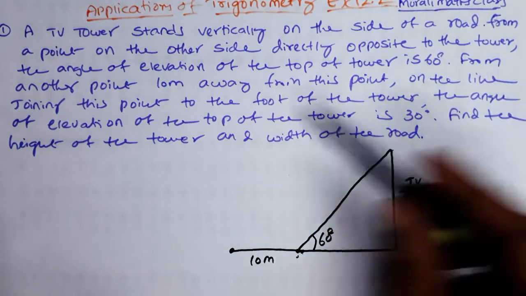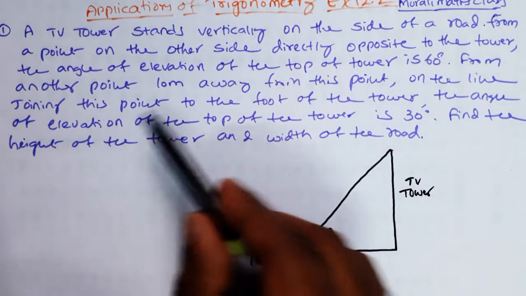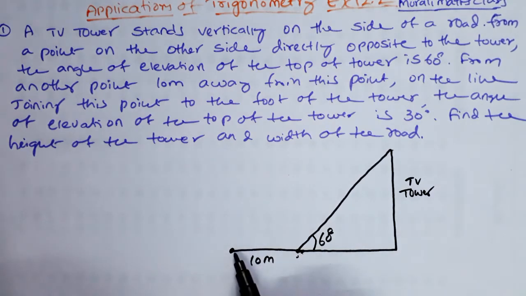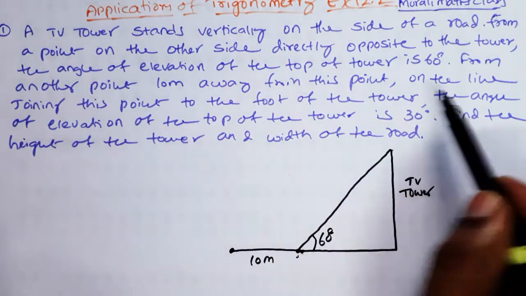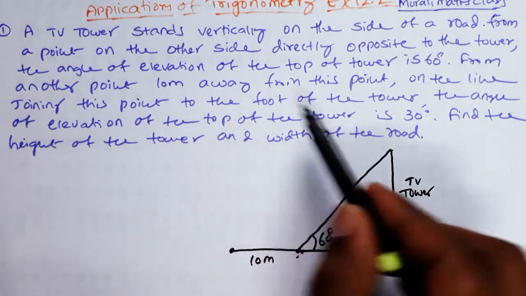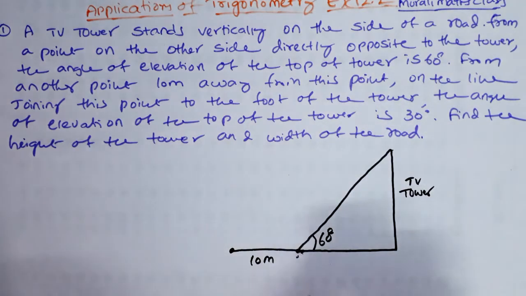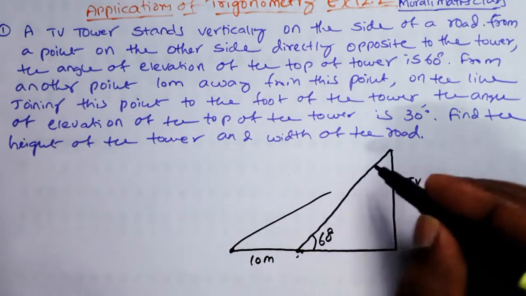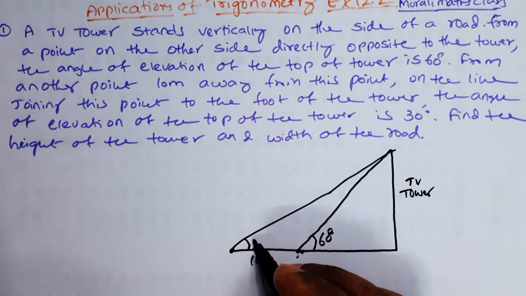From another point 10 meters away from this point, on the line joining this point to the foot of the tower, the angle of elevation of the top of the tower is 30 degrees. So at this point, the angle of elevation to the top of the tower is again given, 30 degrees.